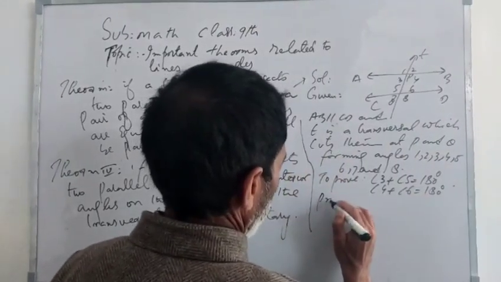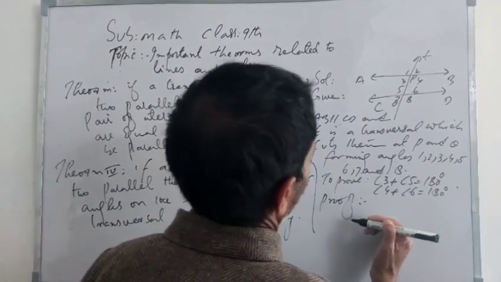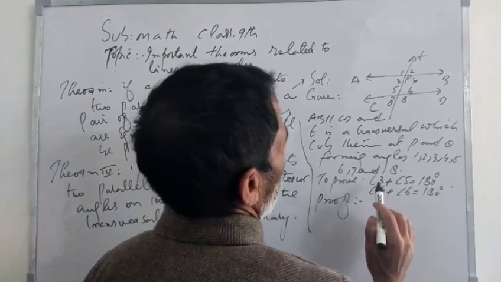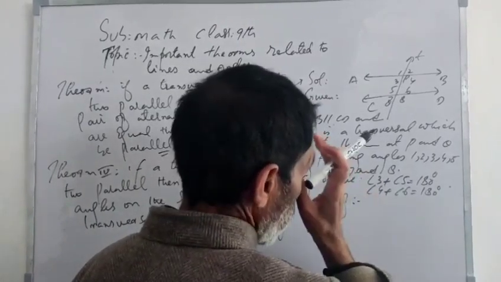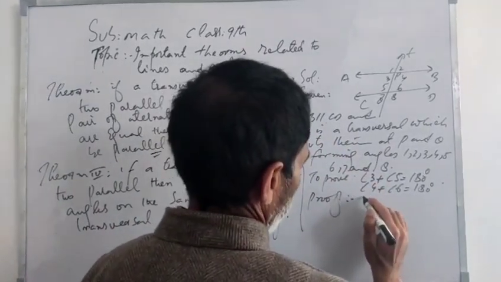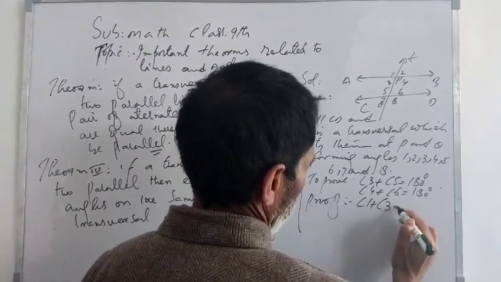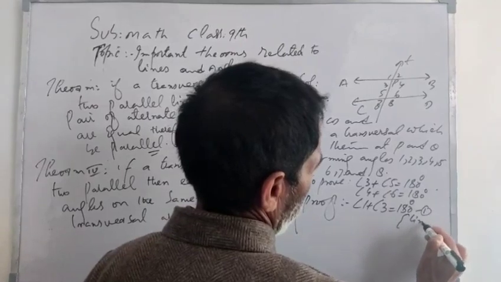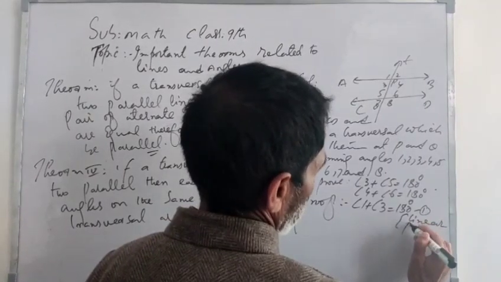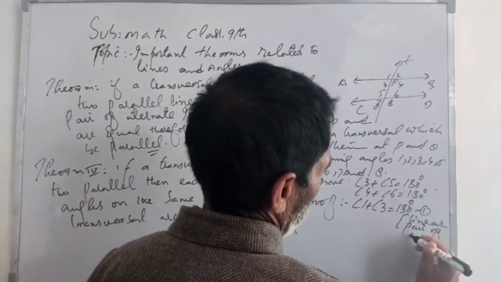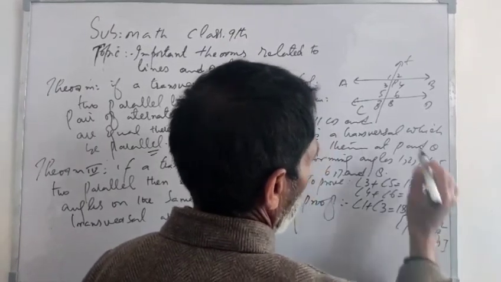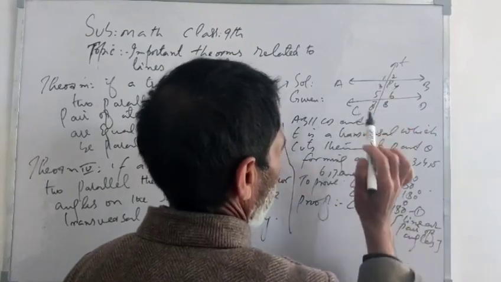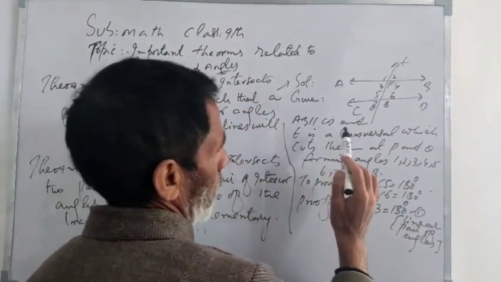Now we will give proof of this question. Angle 1 plus angle 3 will be equal to 180. This is first equation. Linear pair of angles. Angle 1 and angle 3 are linear pair because they lie on the line. Their sum will be equal to 180.